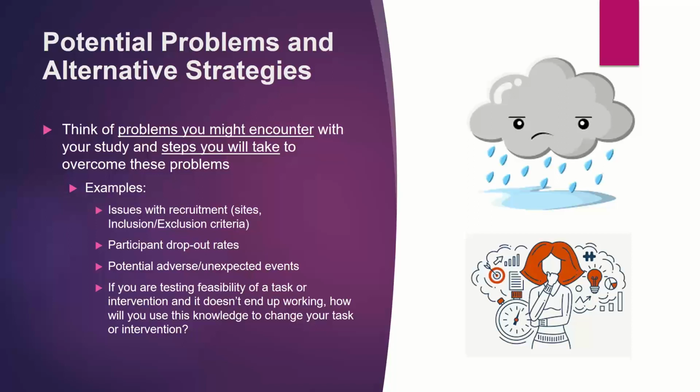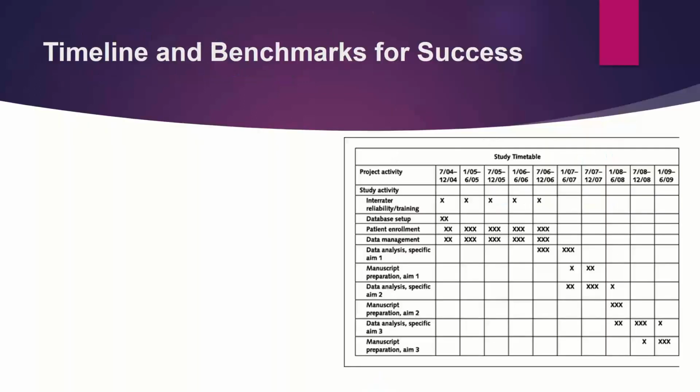If you're testing feasibility of a task or intervention and it doesn't end up working, how will you use this knowledge to change your task or intervention? So brainstorm some ideas, talk to your primary mentor about this. So you've outlined essentially your study design. Now you're going to convince the reviewers that you thought through and planned when you're going to complete each step of this research process, when you're going to complete data collection, data analysis, pre-processing, statistical analysis, and writing up results.